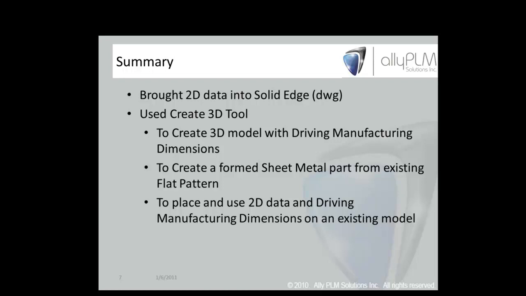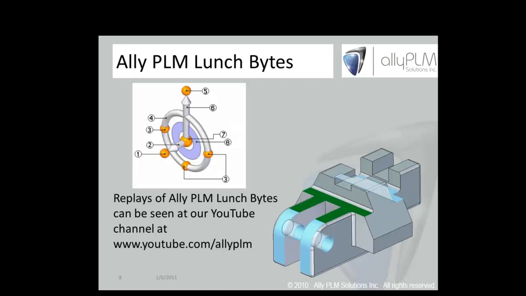We also looked at how to create a form sheet metal part using an existing flat pattern, so that 2D flat pattern to a 3D form sheet metal part. And then finally, new in ST3, how to place 2D data on an existing model. So the new option that says apply to an existing model. So we took that manufacturing information and made driving dimensions on an existing model.